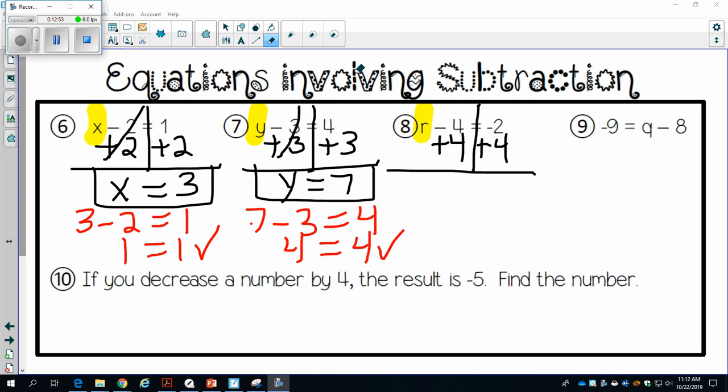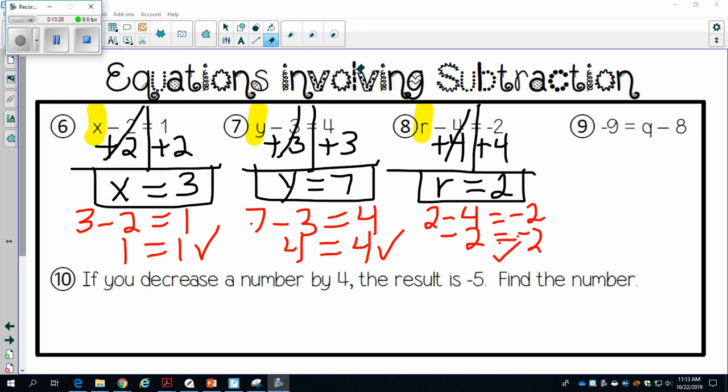When I undo the subtracting 4 by adding 4, that cancels out. So I bring down my variable, which is r, and negative 2 plus 4 is 2. There's my answer. Now I'm going to plug it in for my check. So I get 2 minus 4 is equal to negative 2. Let's see if that's true. If I put 2 minus 4 in my calculator, I'm going to get negative 2. So negative 2 is equal to negative 2, so it checks.